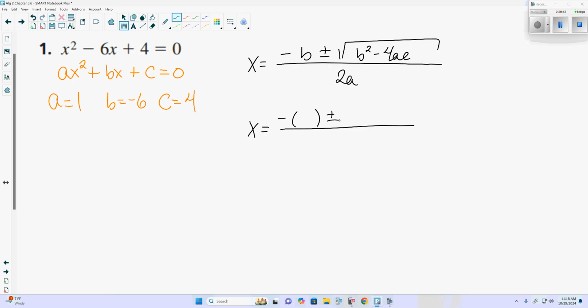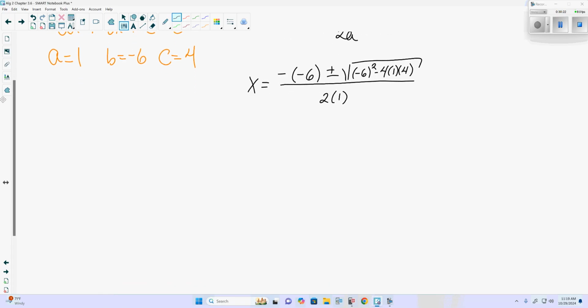Now the first thing we can do is plug in our values. All right, guys. Now our value of b is -6, so we have 6 plus or minus the square root of -6 squared minus 4 times our a value, which is 1, times c, which is 4, all over 2 times a. Questions on how we got to this point here?